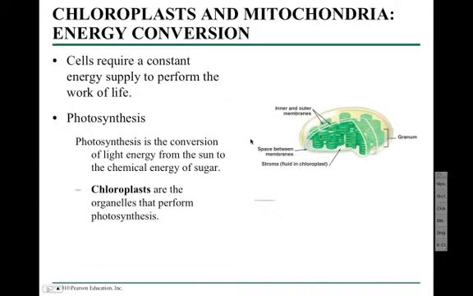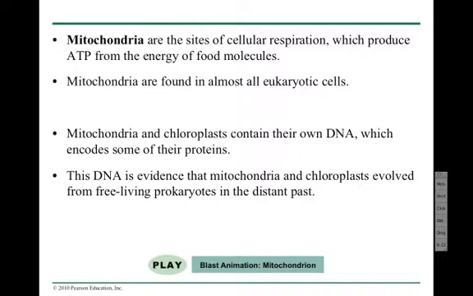Now in plants, there are chloroplasts, and they perform photosynthesis, which is when the sun shines on the plant. The sun is light energy, and it gets converted in the chloroplast to chemical energy of sugar, and that is called photosynthesis. Now mitochondria are what produce ATP in the eukaryotic cells, and they're in almost all, so they're in plant cells too.